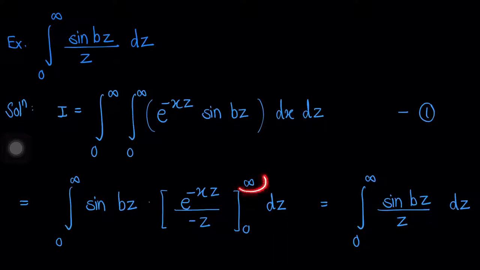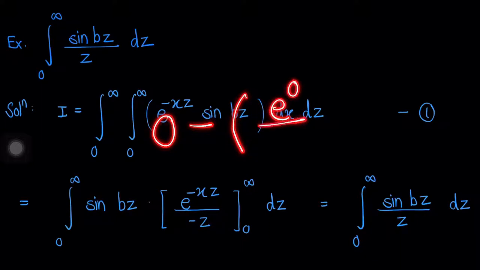Now, if we put the upper limit infinity, we will have e raised to minus infinity minus the lower limit, which is 0, so e raised to 0, that is going to be 1. So if we put the upper limit first, that is e raised to minus infinity, and e raised to minus infinity is 0, so first term is 0, then minus sign and bracket. If we put the lower limit, that is 0, so e raised to 0 upon minus z. Now e raised to 0 is 1, so 1 upon minus z, so this minus and this minus, so we will have plus 1 upon z.